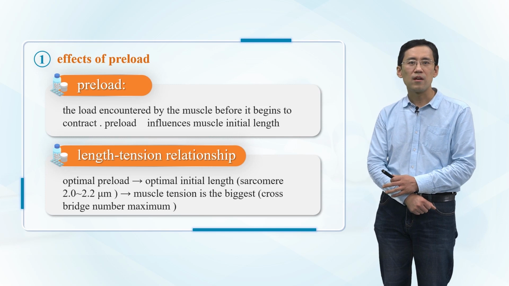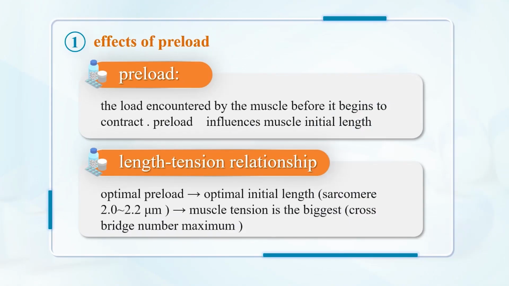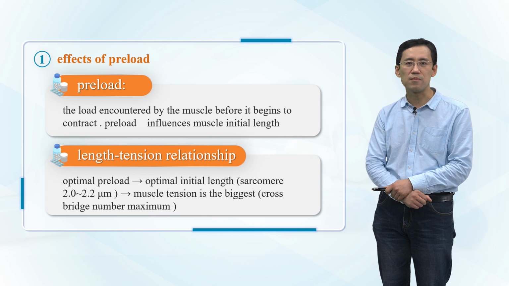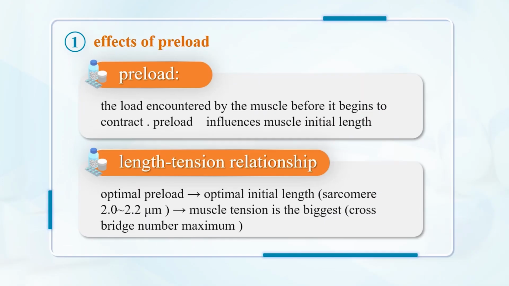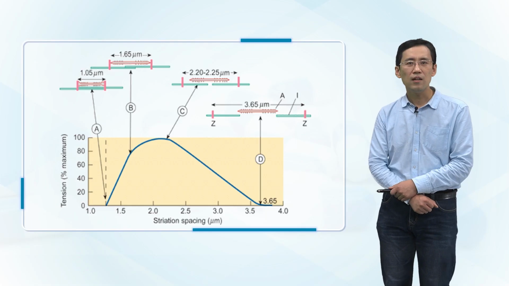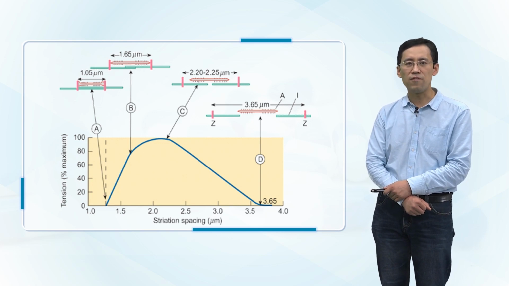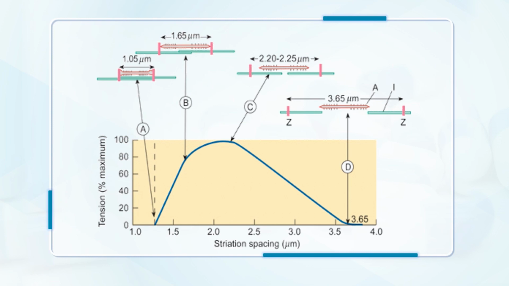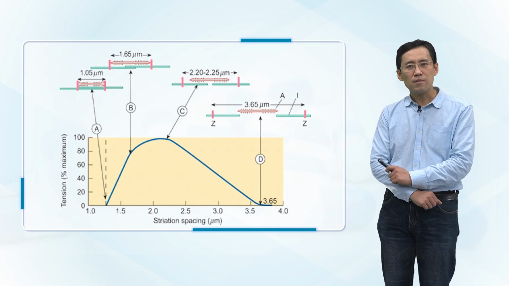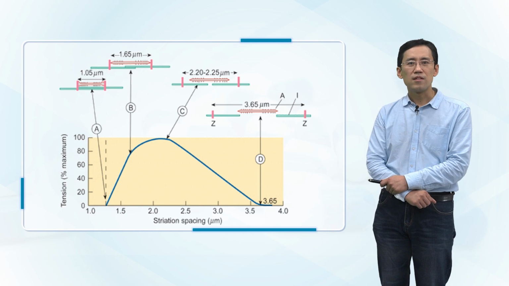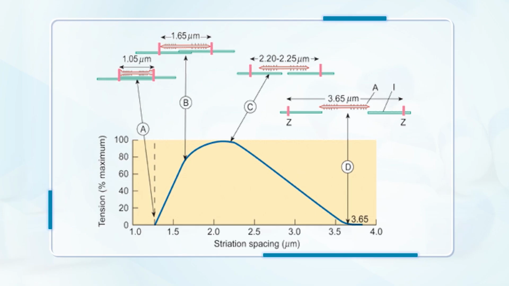That means the sarcomere length is around 2 micron. The muscle tension is the biggest, the cross-bridge number is maximum, giving the biggest power for the muscles. Let's see how the different preloads and initial lengths affect the tension. Let's see the curves, the highest point. In this picture, at the best initial length, more cross-bridges are active. So this causes the maximum power, the maximum tension produced.